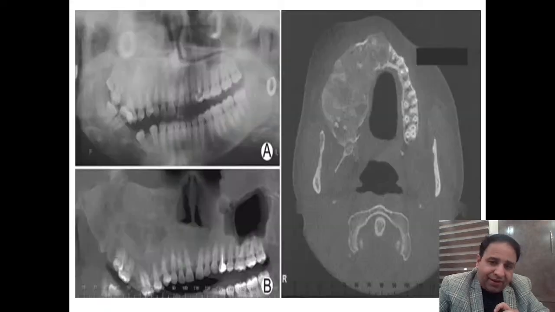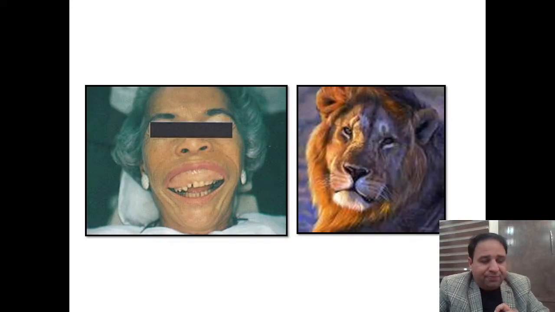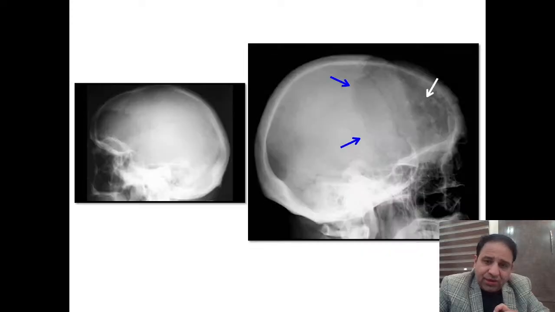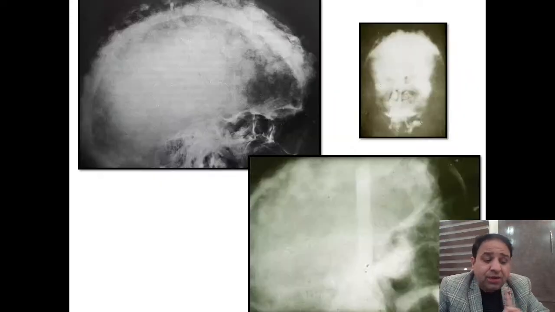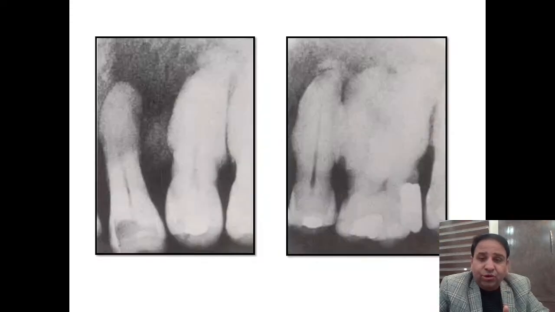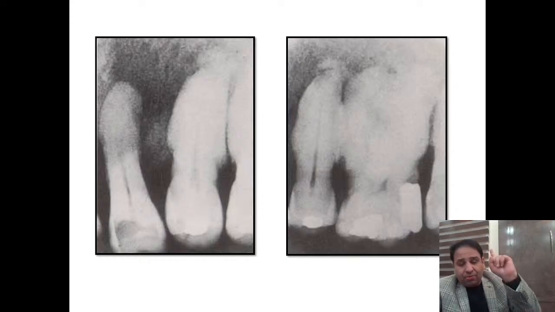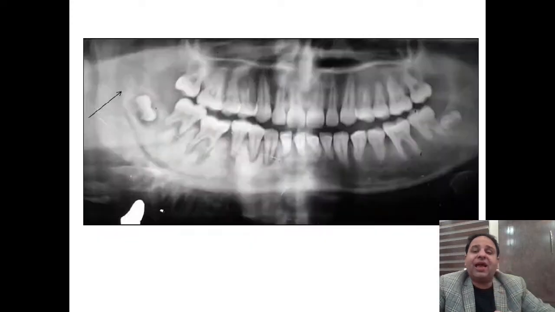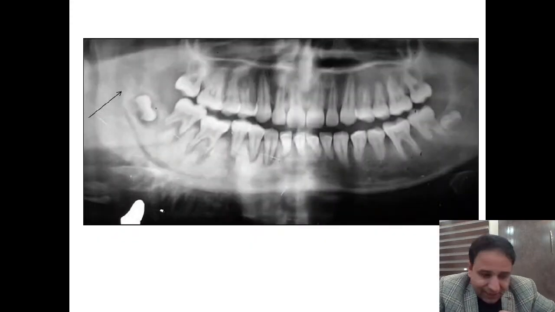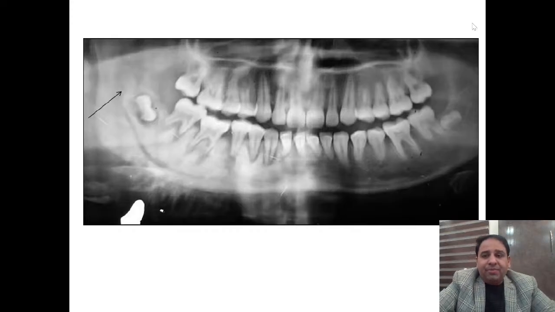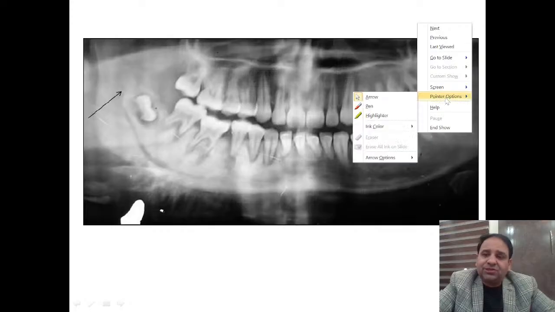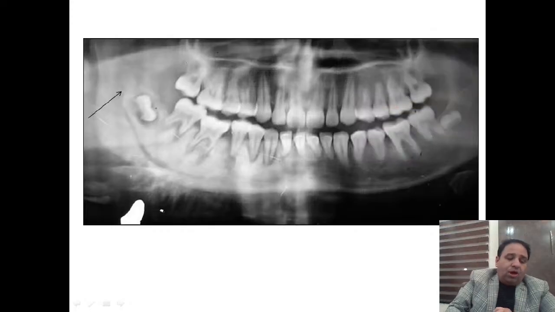Cleidocranial dysplasia we have discussed. Paget's disease is bilateral. When we talk about Paget's disease, we have bilateral cotton wool appearance. We discussed on Monday that with Paget's disease we have hypercementosis associated. Right. Remember students, you may have questions on osteosarcoma also.